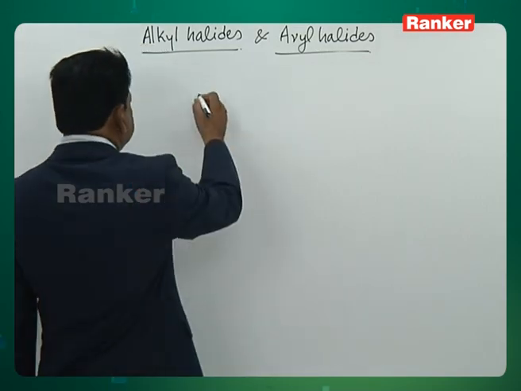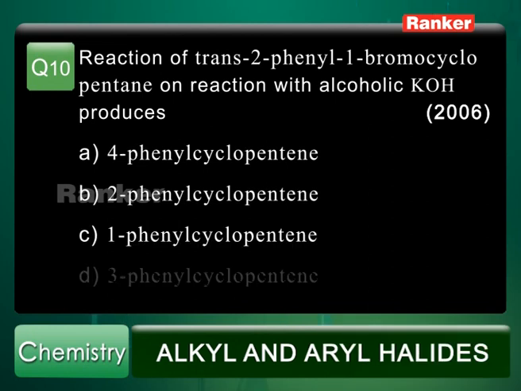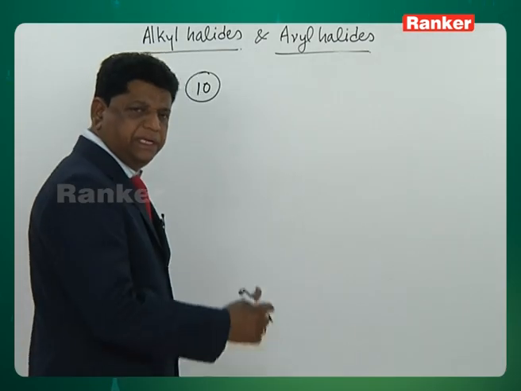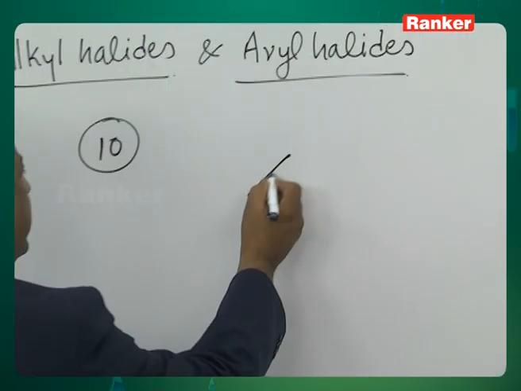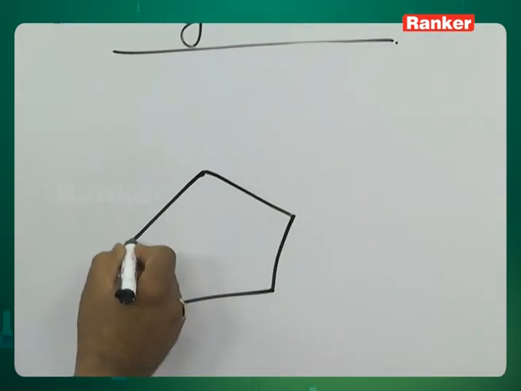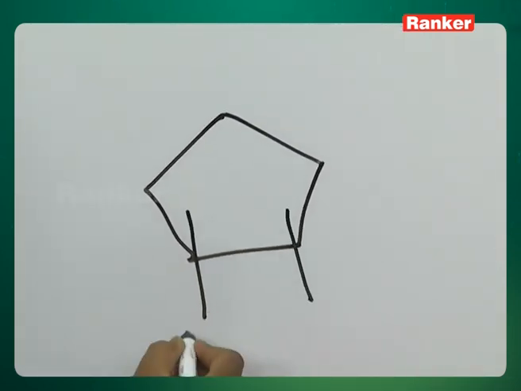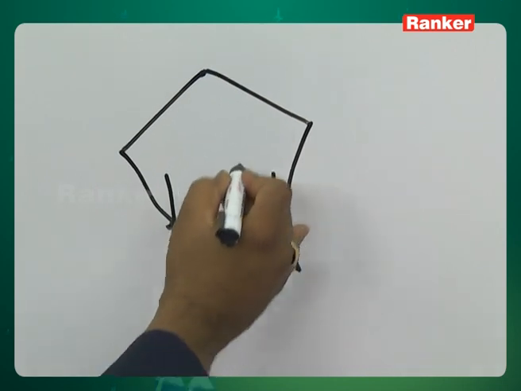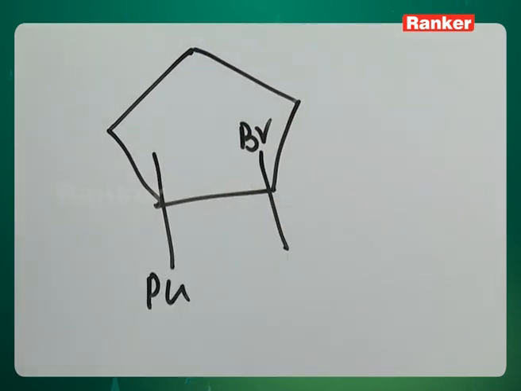Let's go to question number 10. The reaction of trans 2-phenyl-1-bromocyclopentane with alcoholic KOH produces a compound A. The options are 4-phenyl cyclopentene, 2-phenyl cyclopentene, 1-phenyl cyclopentene, and 3-phenyl cyclopentene. The question here is a cyclopentane containing a phenyl, and the bromine is in the trans form.